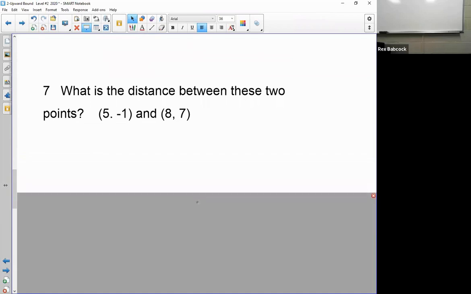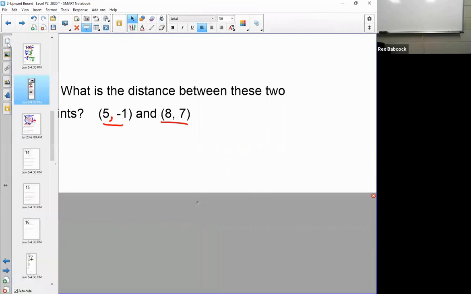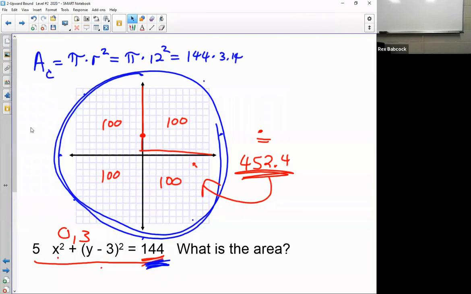What is the distance between these 2 points? Well, it gives it to me in coordinates, okay? 5, -1, that's supposed to be a comma. 5, -1, and 8, 7. I think I'm going to go to the coordinate system again to see if it makes sense, if it actually works. Distance between points.